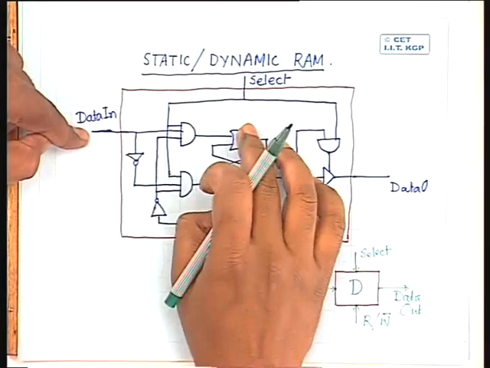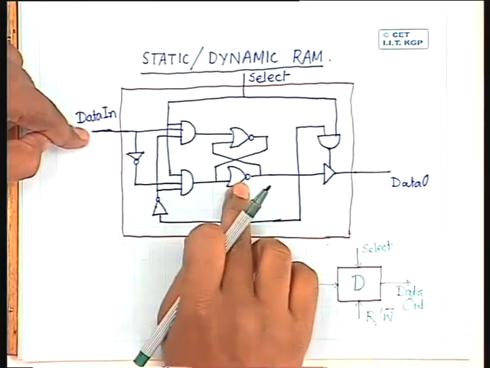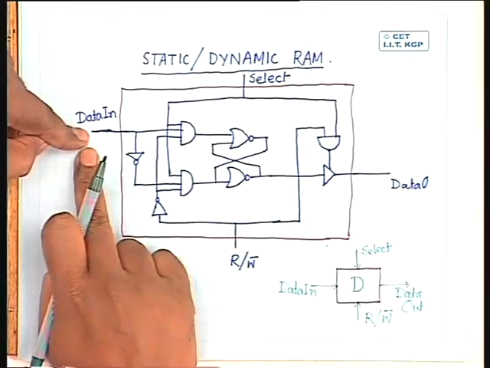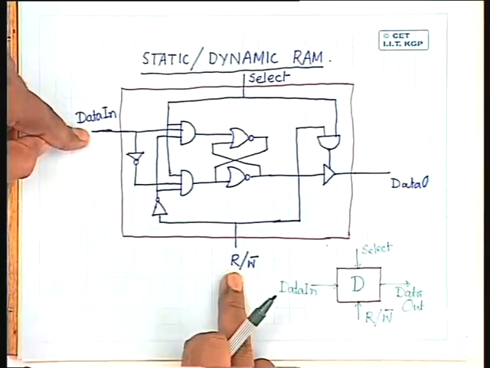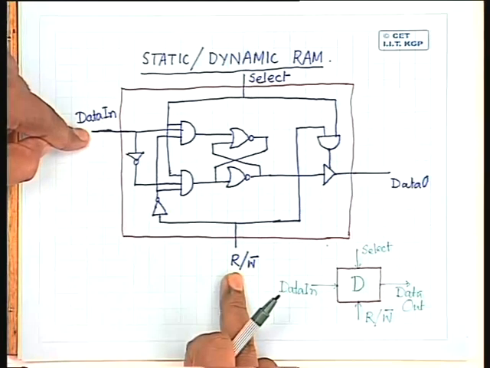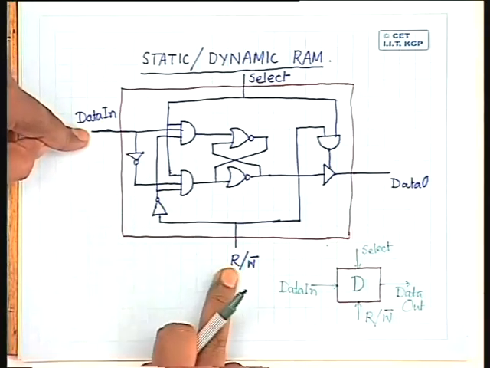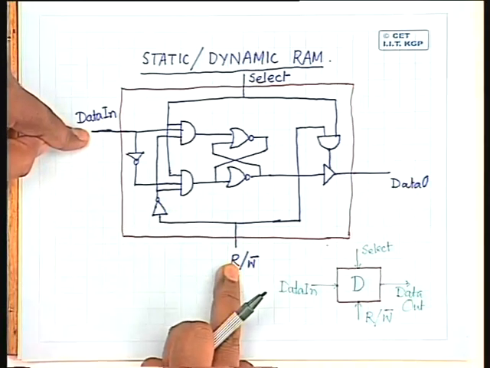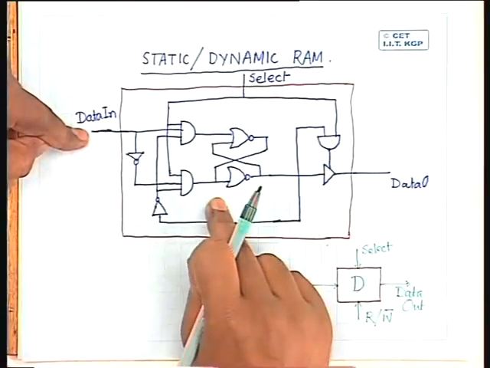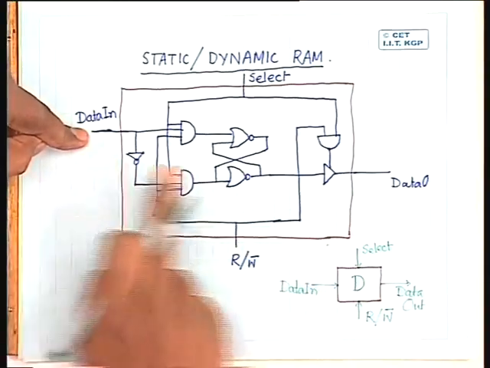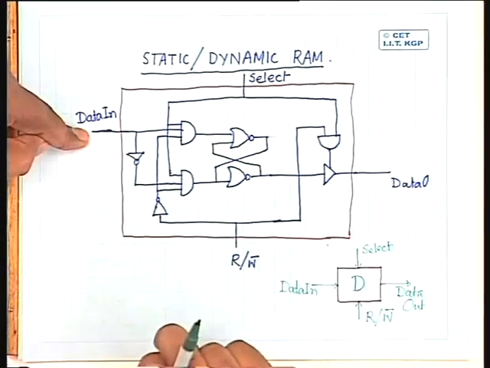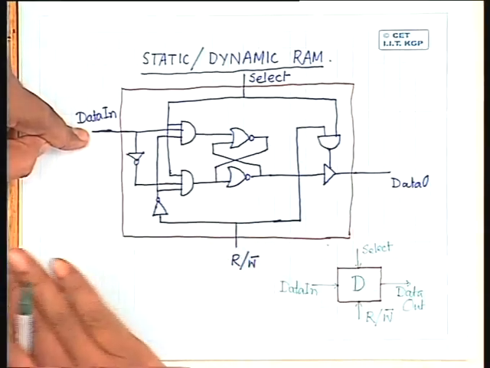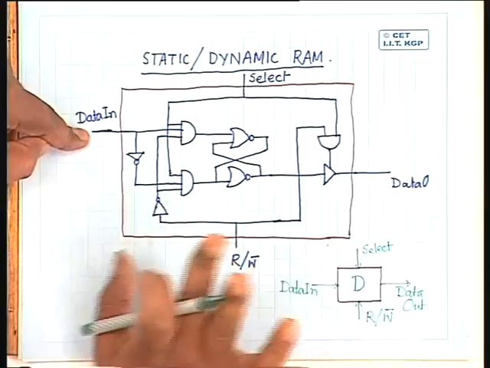And it will remain until and unless you change this by feeding another data while the unit is selected and the read-write bar signal is low. Okay. That means by making the read-write bar signal low and selecting this particular memory cell, you are writing the data into this memory cell. Now if I want to read it, so read is clear.